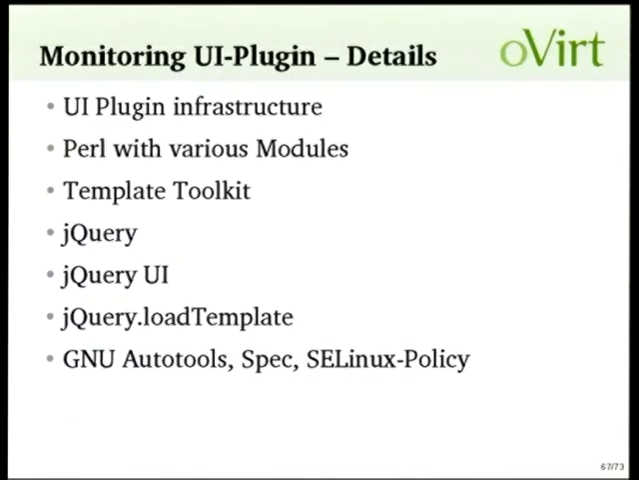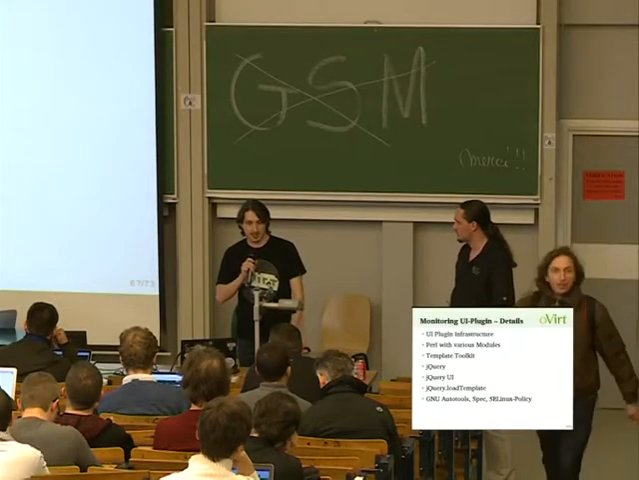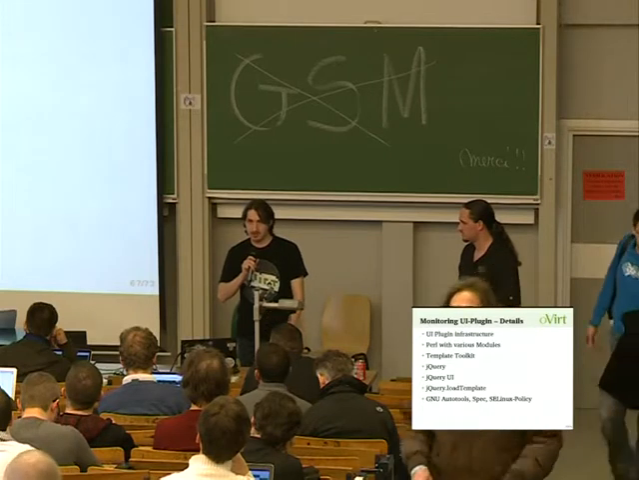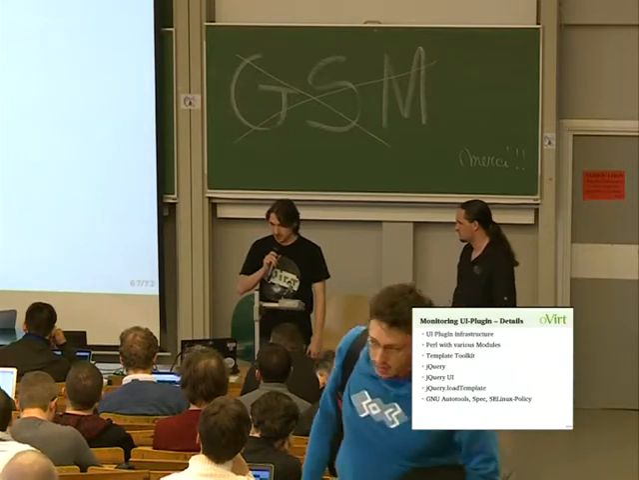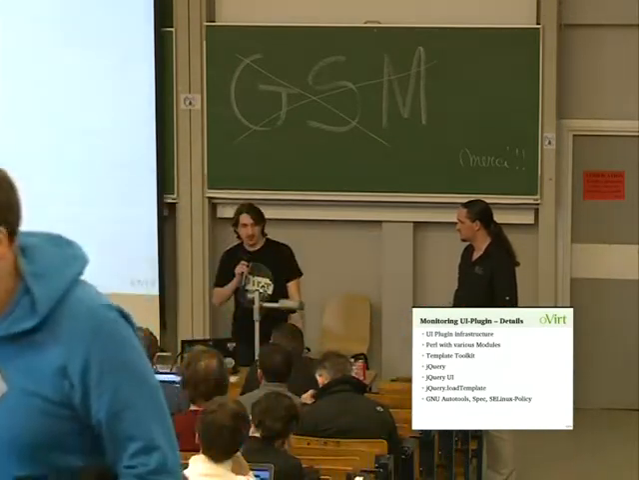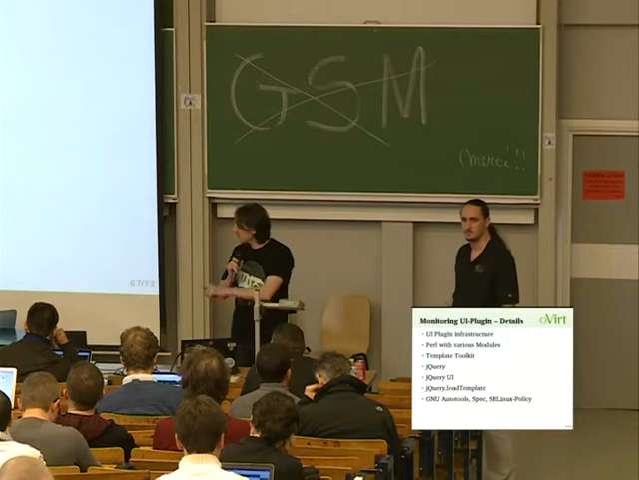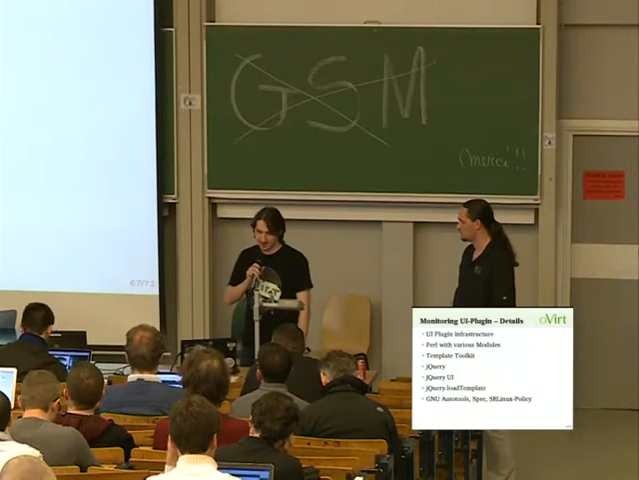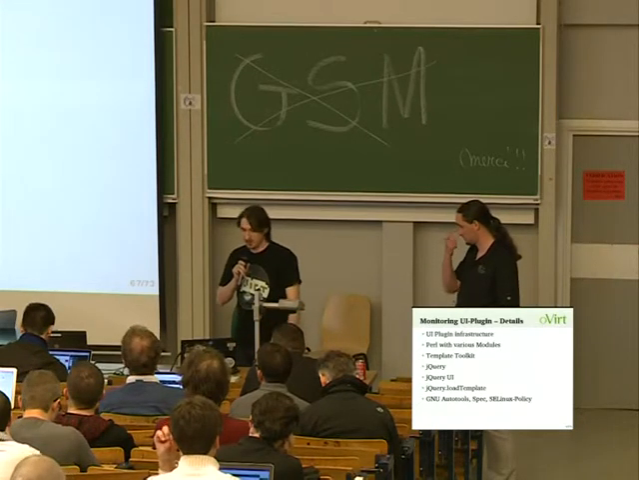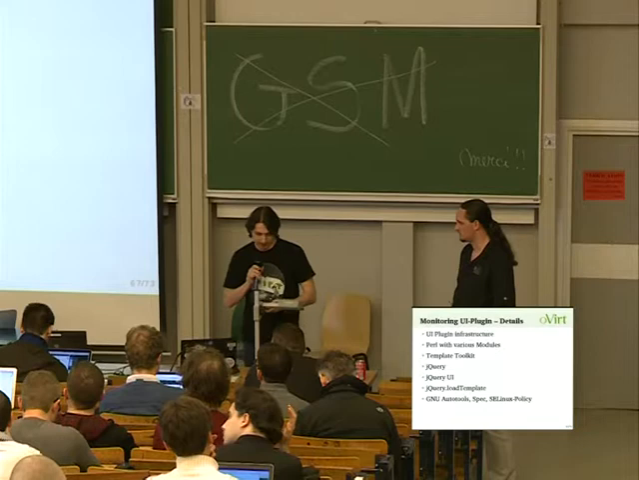All this is done using the UI plugin infrastructure, so I created the subtabs. All the code to communicate with Icinga is done in Perl. I use the IDO database of Icinga or Nagios, or if you want, the mk-livestatus API. Then I have the Template Toolkit and jQuery UI for displaying the results. So the look and feel is nearly like oVirt, and it's all done with jQuery and with CSS. I have also included autotools for configure and make install, spec files, and an SELinux policy for it.